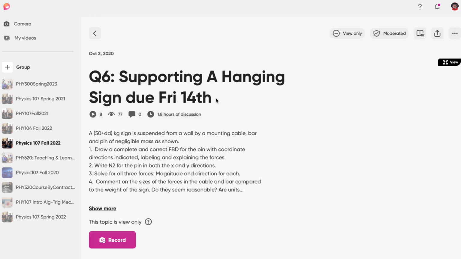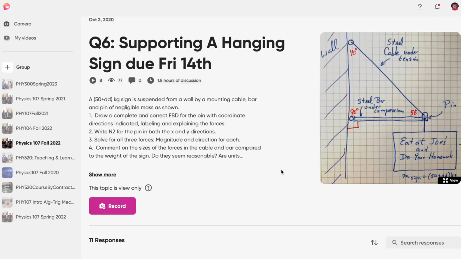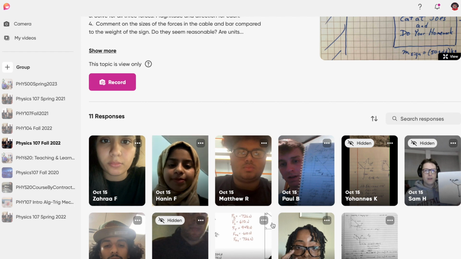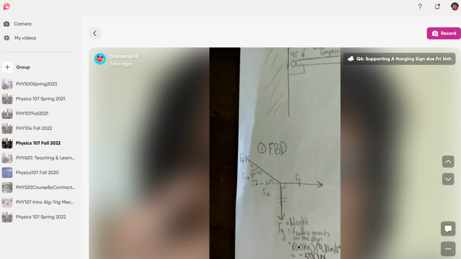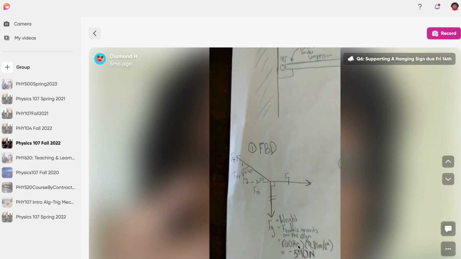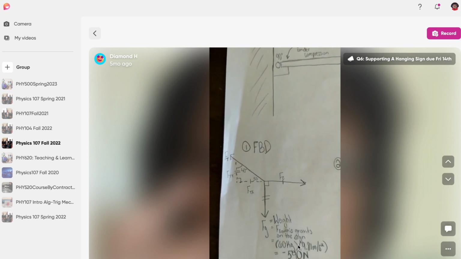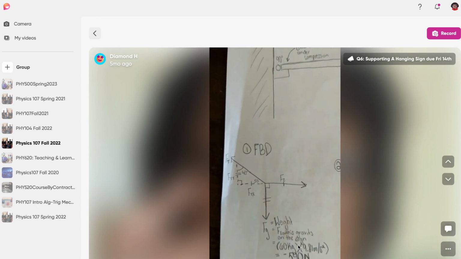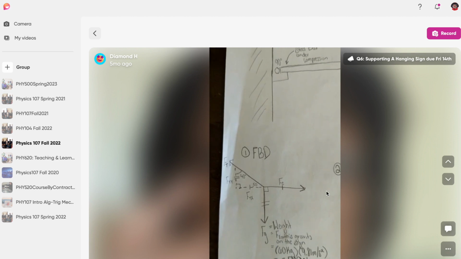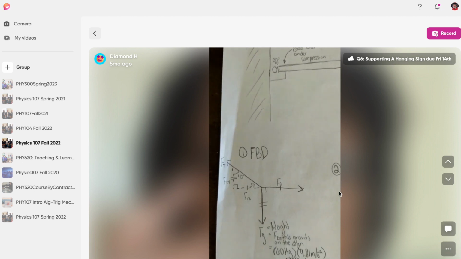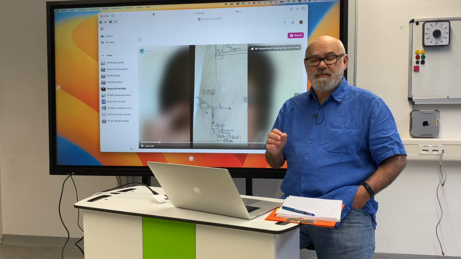Okay, here's a hanging sign. This is a classic kind of problem. Let's find someone here who creamed it. Diamond probably creamed it. Here we have my free body diagram for the sign. So the force of compression is pushing it to the right, and then on the left, at an angle, is the force of tension.